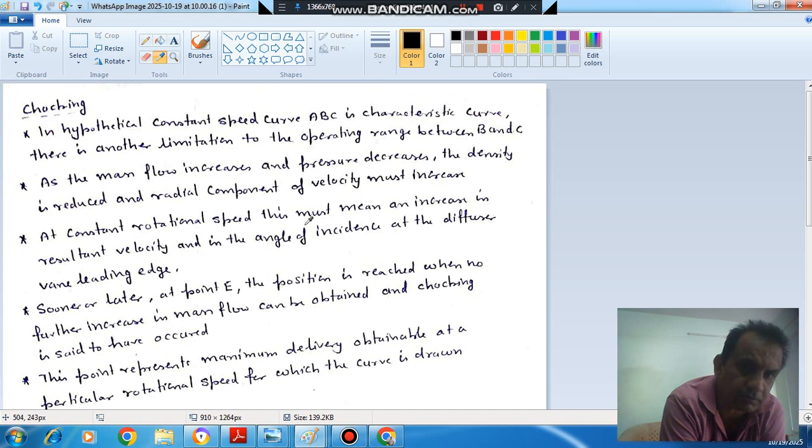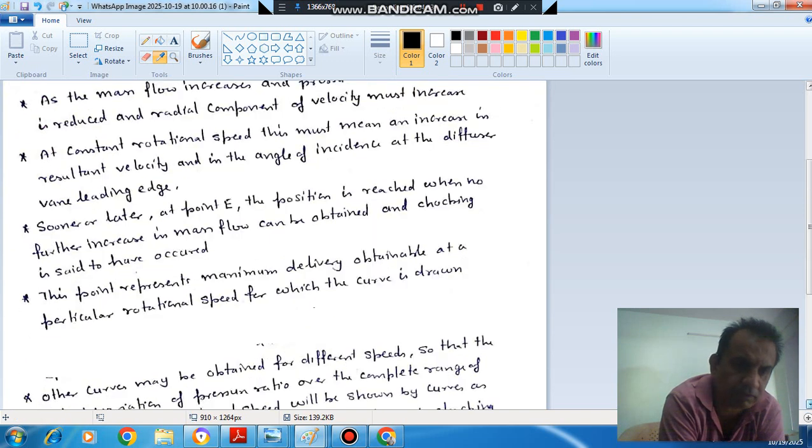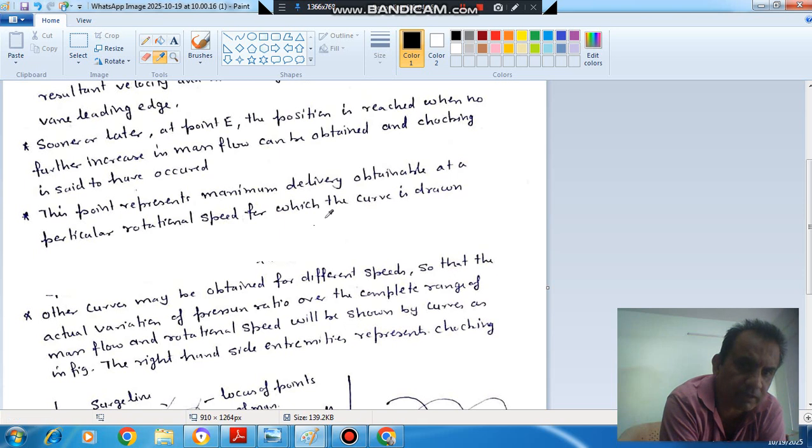At constant rotational speed, this must mean an increase in resultant velocity and in angle of incidence at the diffuser leading edge. So it will increase your C2 as well as the angle of incidence, but it has some limitation. Sooner or later, at point E, the position is reached when no further increase in mass flow can be obtained, and choking is said to have occurred. So at point E, choking has occurred. The point represents the maximum delivery obtainable at the particular rotational speed for which the curve is drawn.